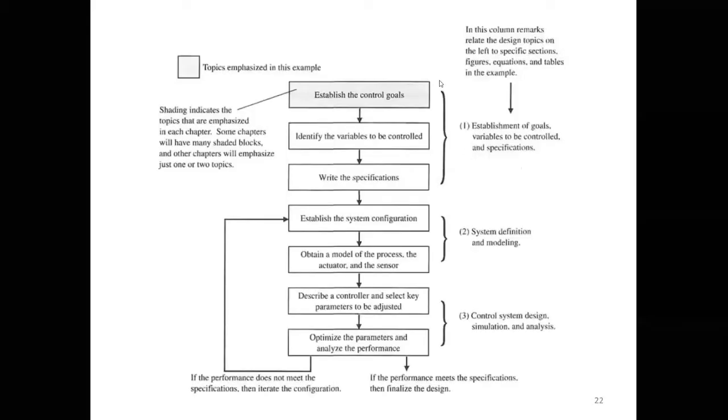Okay, here is the diagram of the control system design. First of all, you have to establish the control goals, what you are going to design. Shading indicates the topics that are emphasized in each chapter. Some chapters will have many shaded blocks.